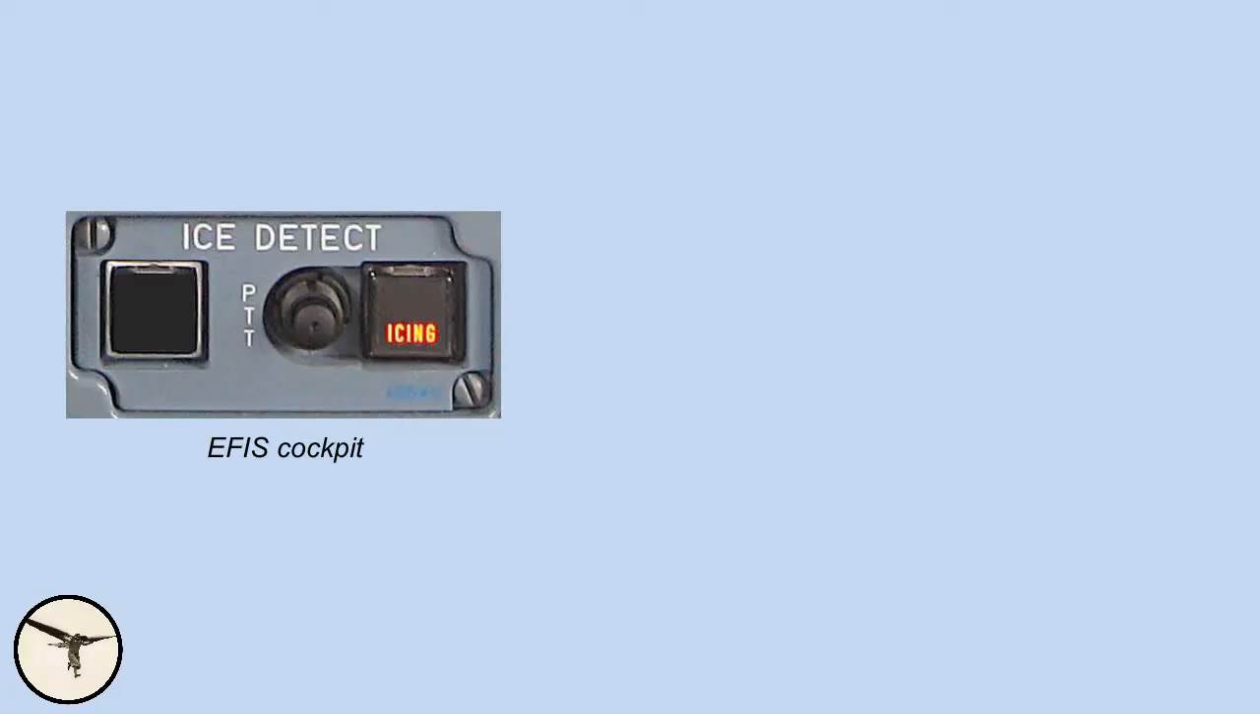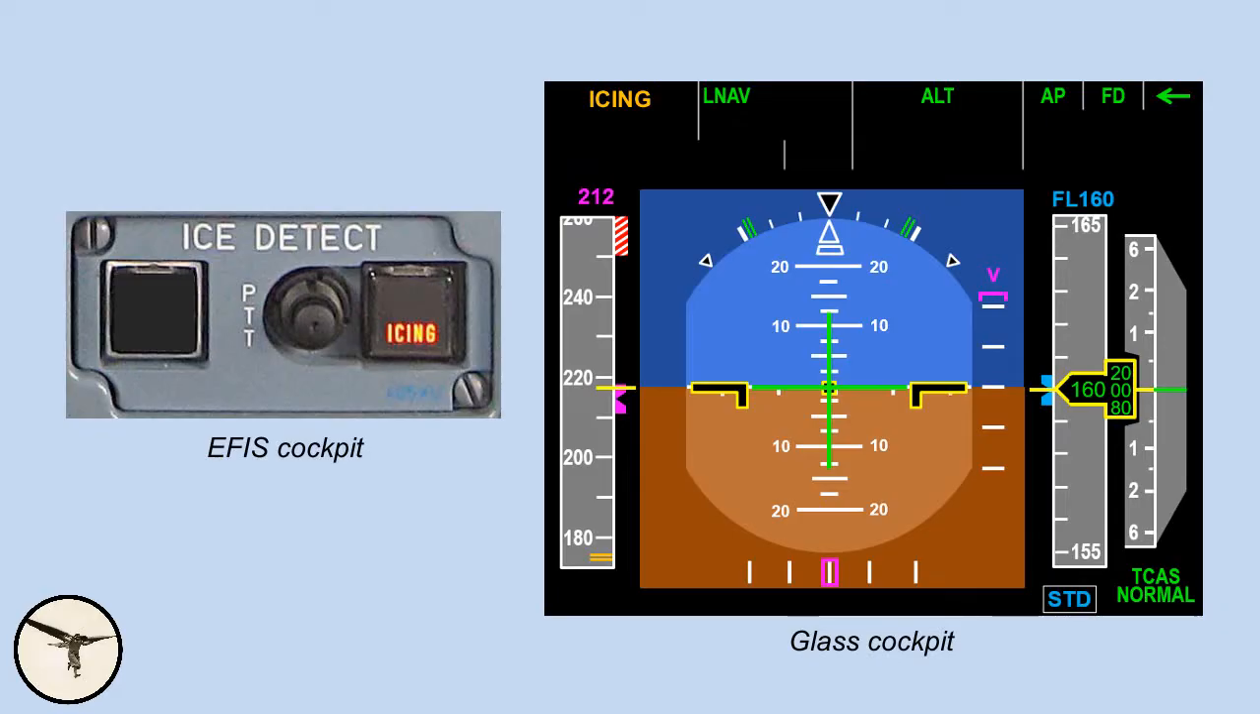In aircraft with AFIS cockpit, the alert is an amber icing light on the ice detect panel. In aircraft with glass cockpit, the alert is an amber icing message in the FMA, the flight mode annunciator. The ice detector probe is then heated for 7 seconds. If ice accumulation is detected within 60 seconds, the icing alert remains on. If ice accumulation is not detected after 60 seconds, the icing alert extinguishes.